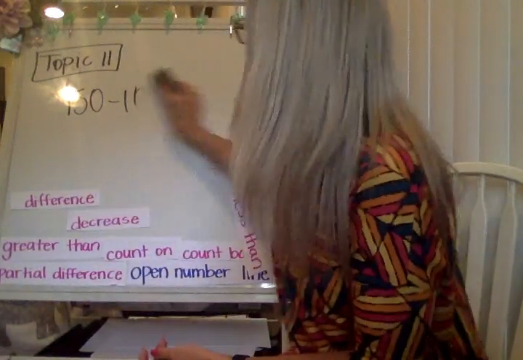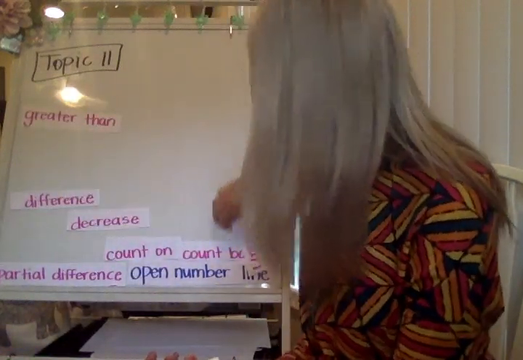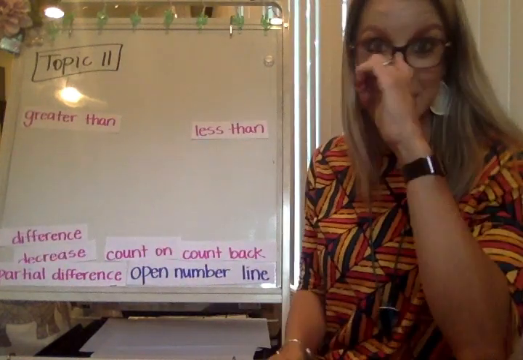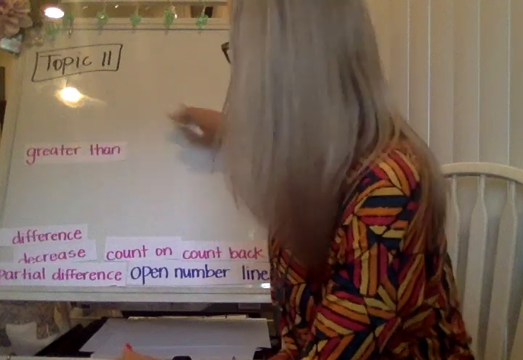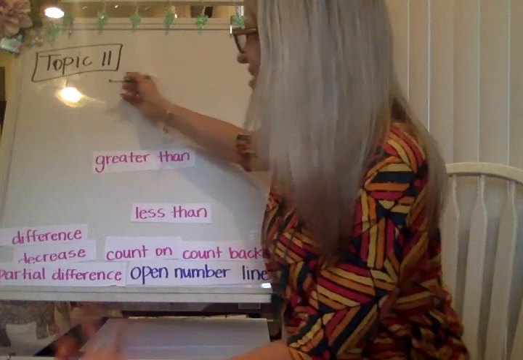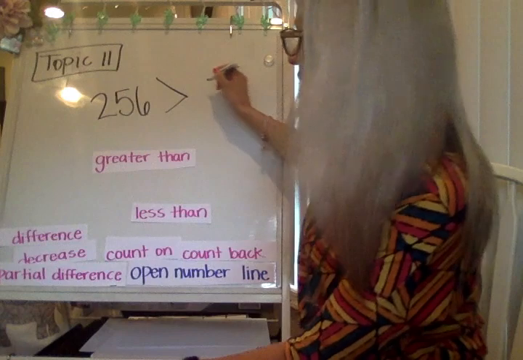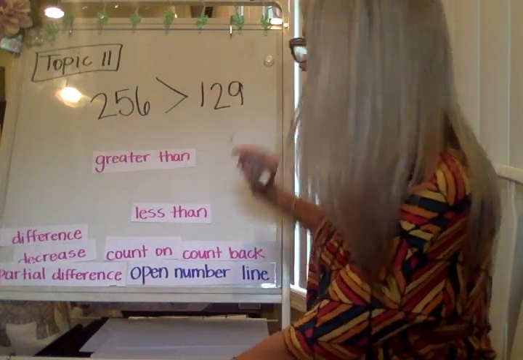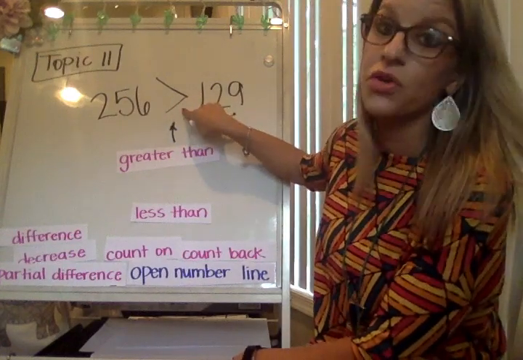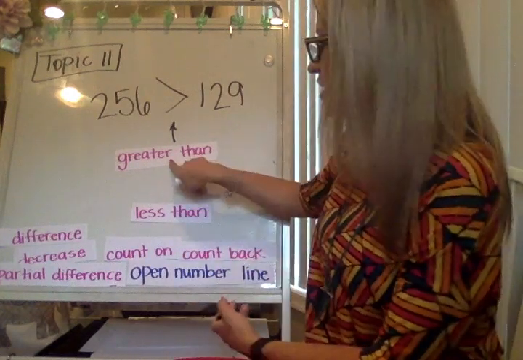Going on, another term that we're going to be talking about, well, I can even do both of these at the same time. We've got greater than and less than. When I think about this, I think of the symbols that are associated with the two. If I talked about the number 256 and I said it was greater than 129, this symbol right here indicates greater than. This number is much larger than that. It's greater, it's bigger, so we're going to call that greater than.